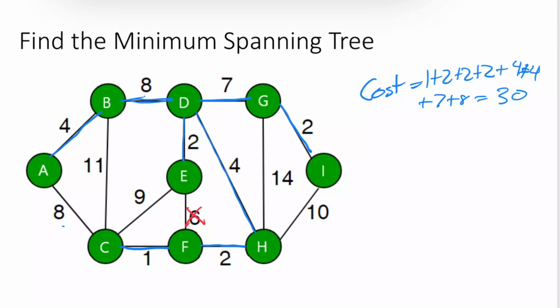And it still would be 30 even if you had chosen to use this other 8. Your spanning tree would just look a little bit different. So it would be a different spanning tree, but they would both cost the same. And so they are both considered minimum spanning trees.